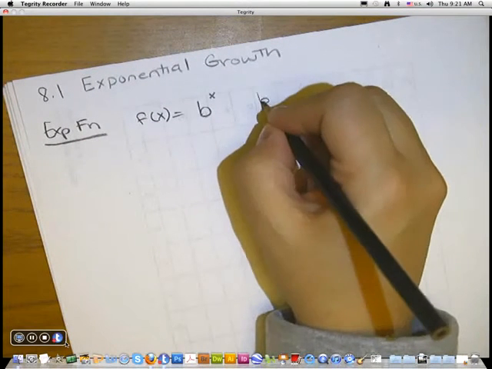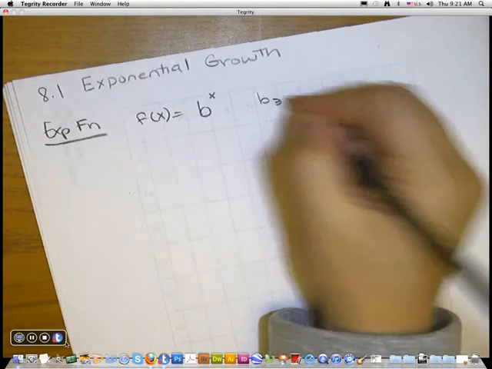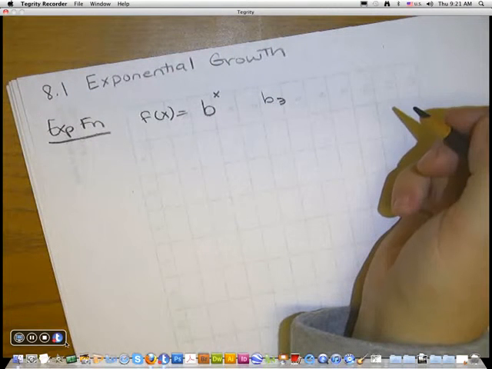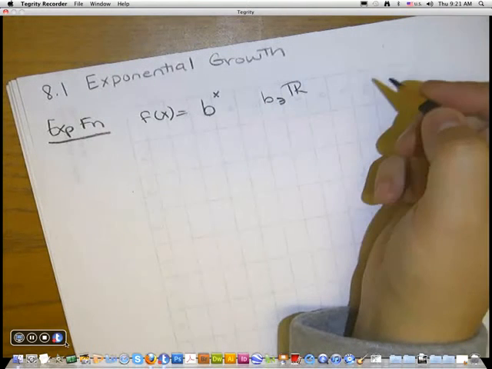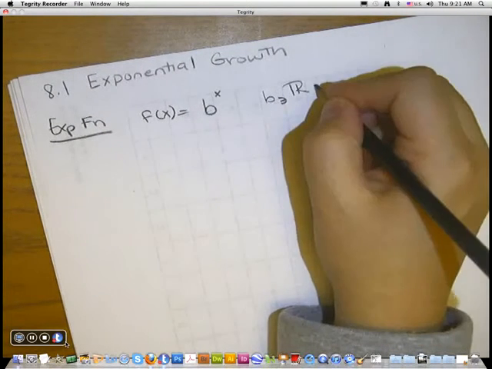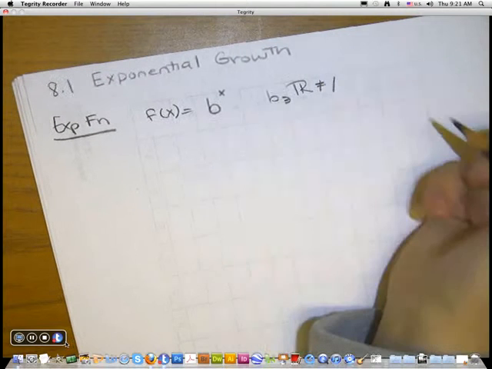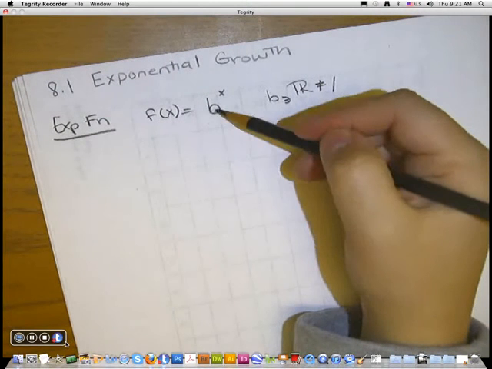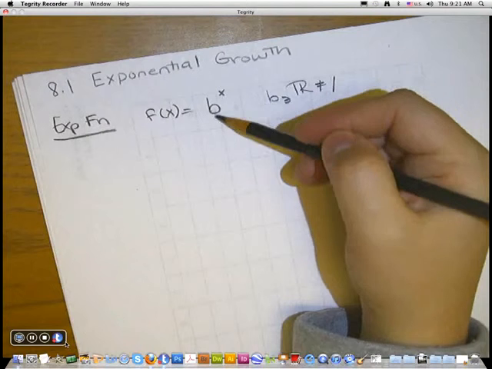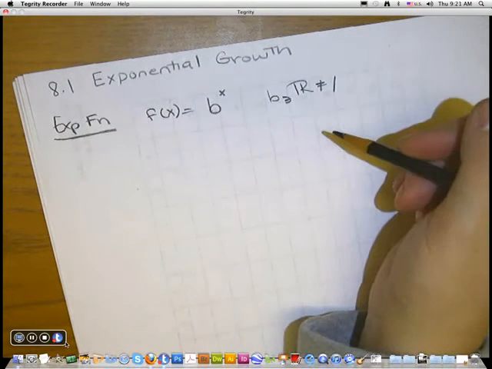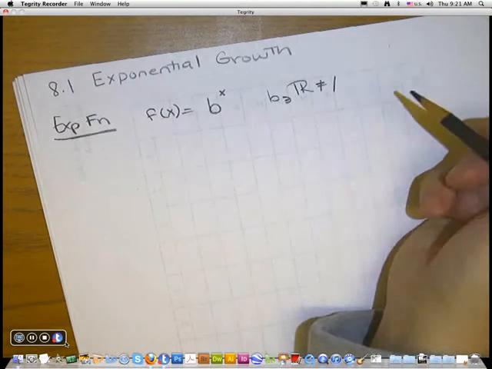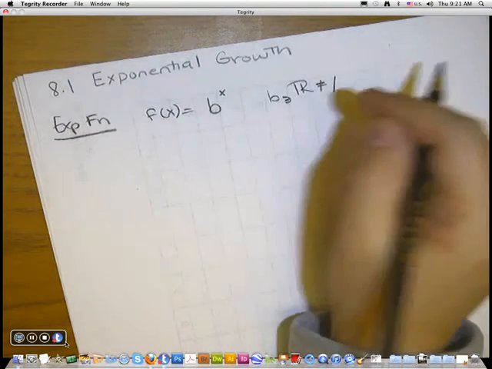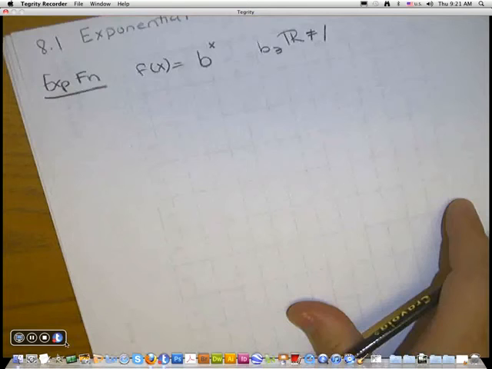This b belongs to the reals, that backwards kind of e looking thing, meaning it can be anything as long as it's not a 1, because 1 to anything is always going to be 1, therefore it wouldn't change the exponential part of it. So b can be anything, positive, negative, fractions, radicals, anything, as long as it is not 1.